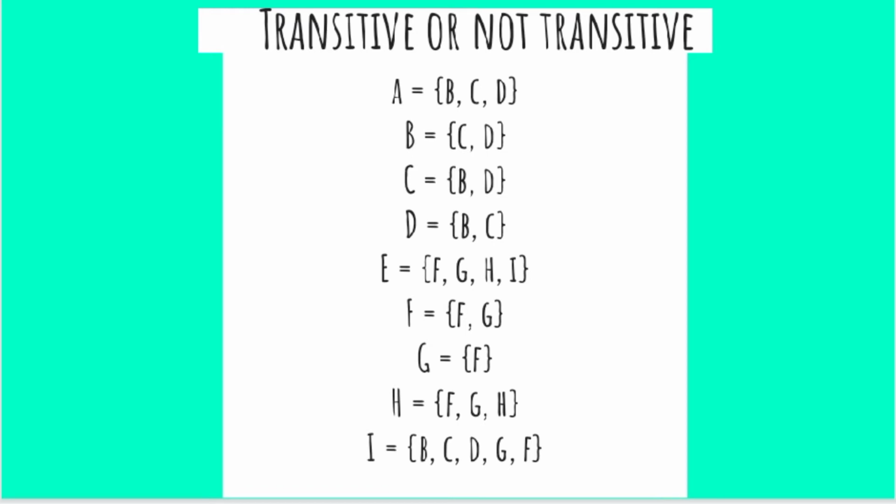Let's move on to set C, where B and D stand as elements of C. Set C is also not transitive because set C doesn't have itself as a member. Are you following? Moving forward to set D, where B and C act as its elements. And for the same reason, set D is also not transitive because it doesn't belong to itself as a member or a subset of itself.